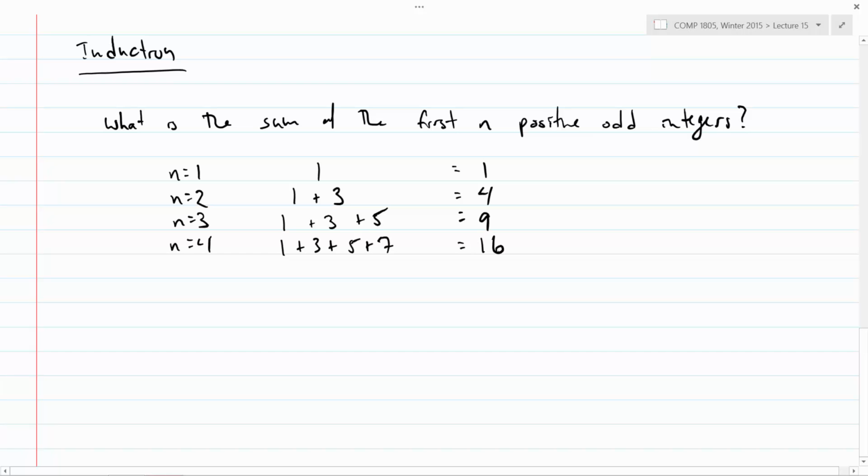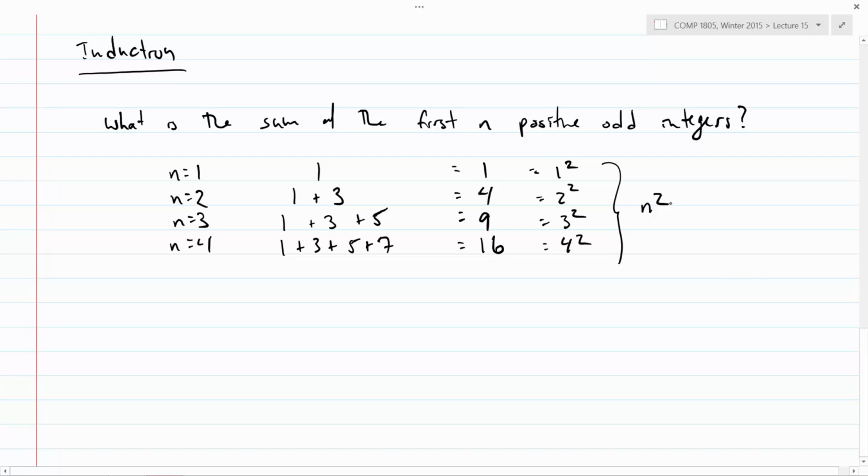Does anyone have any guesses as to what's happening? Yep. Yeah, it looks like it's going to be n squared, right? 1 is the same as 1 squared. 4 is the same as 2 squared. 9 is the same as 3 squared. 16 is the same as 4 squared. And in all of these cases, I get n squared.